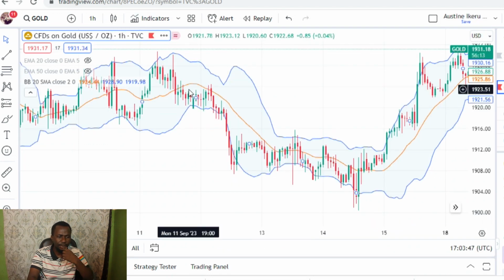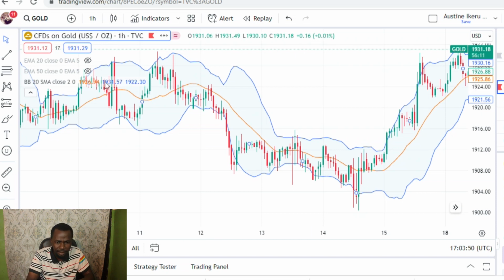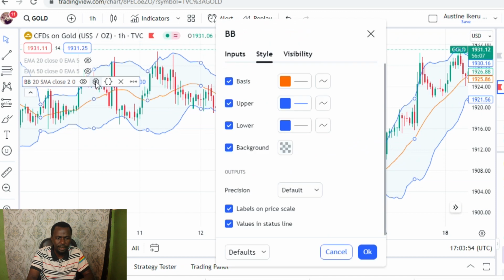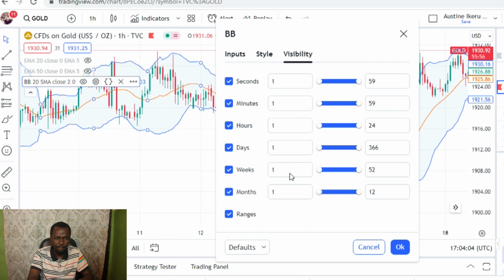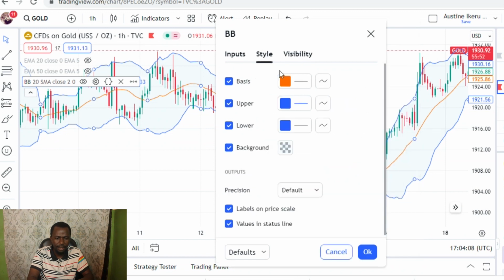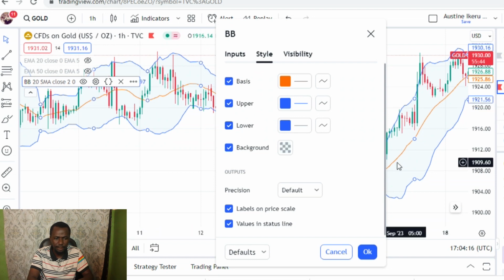You can see this is the Bollinger Band, and the default setting, you go to the settings, you can see the upper and the lower. The upper and the lower band is blue. Then you can go to the visibility, all time frame, make sure that it's all time frame. Come back to the style. That is when you color it. Look at the blue color. Then the middle band goes with the red color, which is this. That is the middle band.